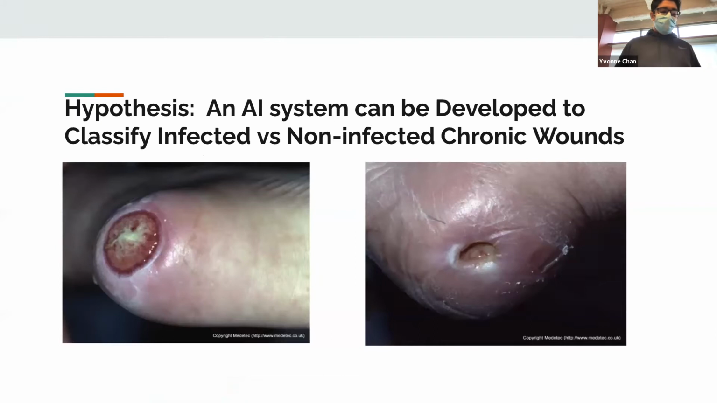My hypothesis is that through the use of a convolutional neural network, an AI could be developed that would be able to effectively diagnose and classify infected versus non-infected chronic wounds.